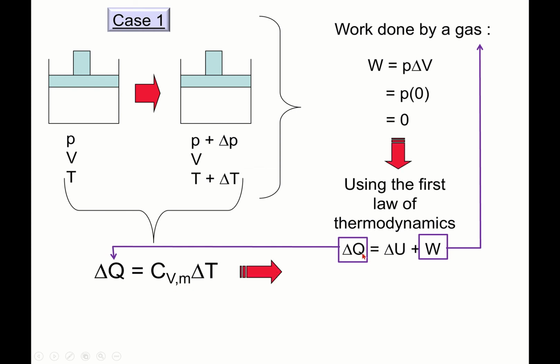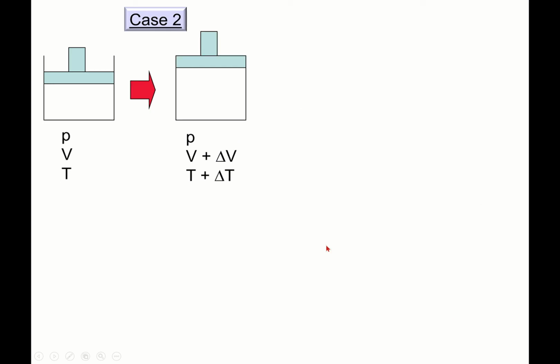So we substitute work and delta Q into the first law of thermodynamics, and we get delta U, the change in internal energy, equals CVM delta T. This is for the first case. Let's call this equation 1. We keep this for a while, and we are going to discuss the second case.